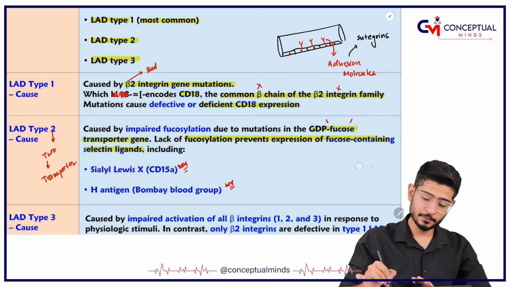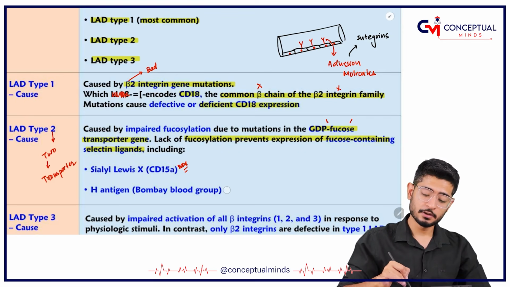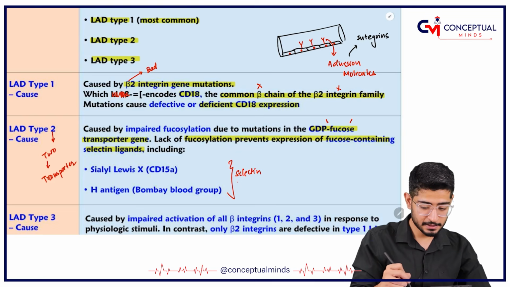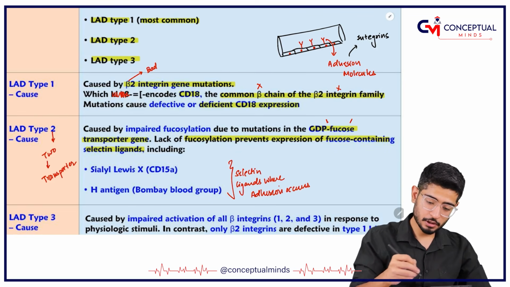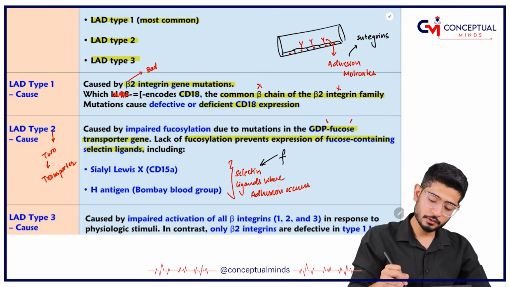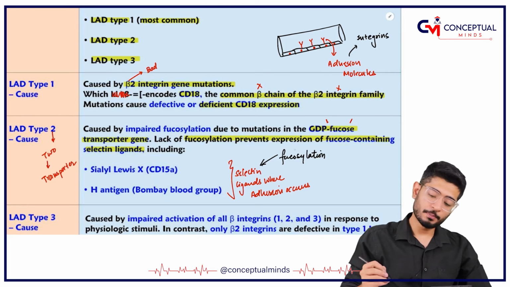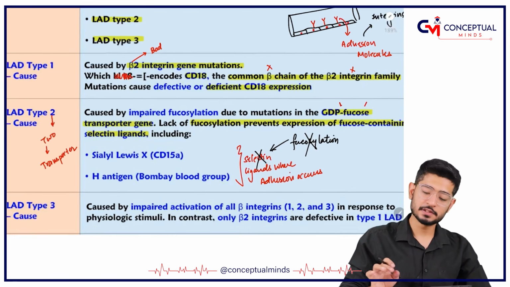I'll just tell you once again. So see, you have something called sialyl Lewis X and H antigen. Both of them are the selectin ligands where adhesion occurs, and this requires fucosylation. So fucosylation is a process which is required for selectin ligands to do the adhesion, but because fucosylation is not occurring, there will be no expression of the selectin ligands. So this you have to remember.